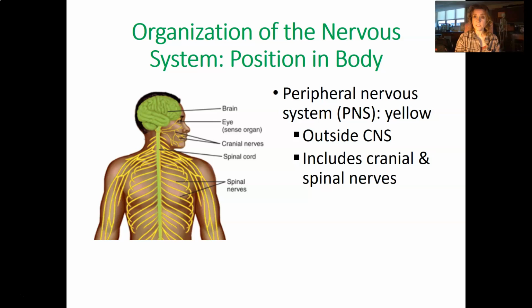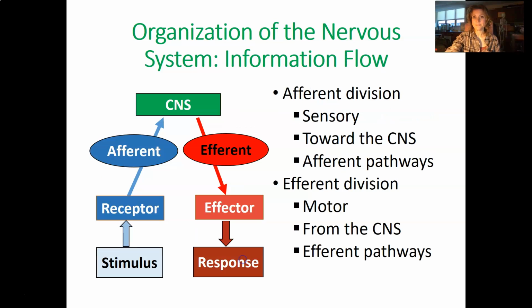The peripheral nervous system, which is highlighted in yellow, includes all of the nerves that are found outside of the central nervous system. And these include the cranial nerves and the spinal nerves, which we'll talk about later on. So, the central nervous system involves the brain and the spinal cord. The peripheral nervous system involves all of the nerves that are outside of the brain and the spinal cord. That schematic is classifying the nervous system by its location in the body.